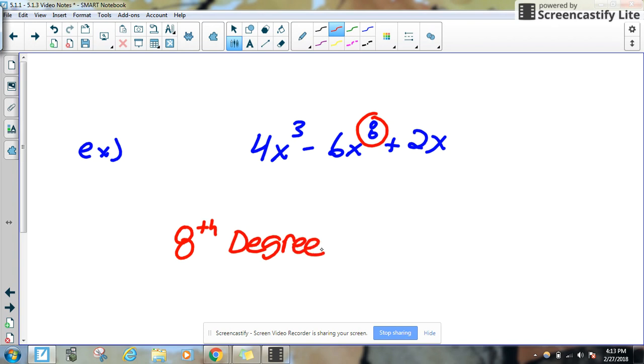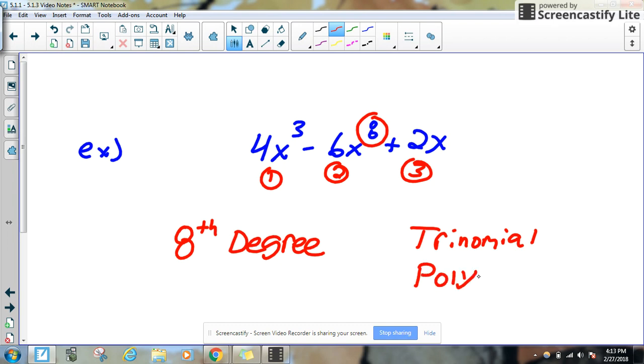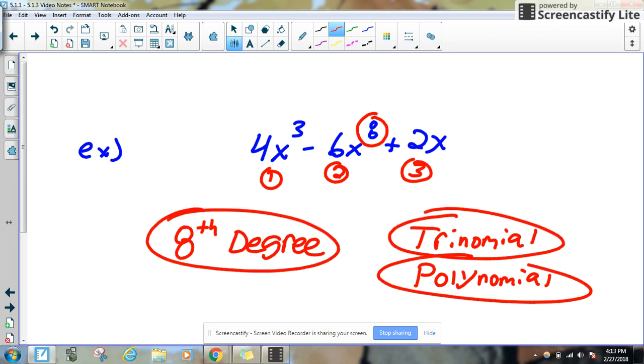And you can also name it by the number of terms it has. Well, it has one term, and then the minus sign breaks to a new term, and then the plus sign breaks to a new term. It has 3 terms, 1, 2, 3 terms. So it's known as a trinomial. But at the same time, not only is it a trinomial, but everything is a polynomial. So you must also have that. So this is actually an 8th degree trinomial and an 8th degree polynomial. So these are the 3 special names that this polynomial has. All right?